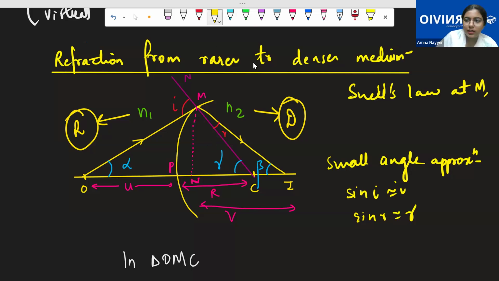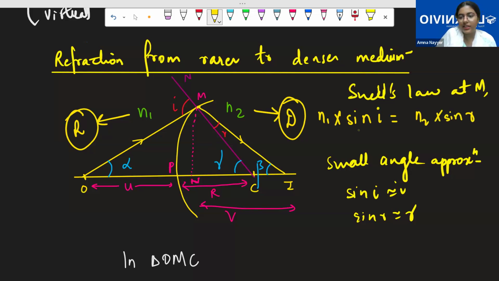Now at this point M, if we apply Snell's law, tell me the Snell's law at this point M. What have we discussed before? N1 into sin i is equal to N2 into sin r. Very good. Now you've understood this.